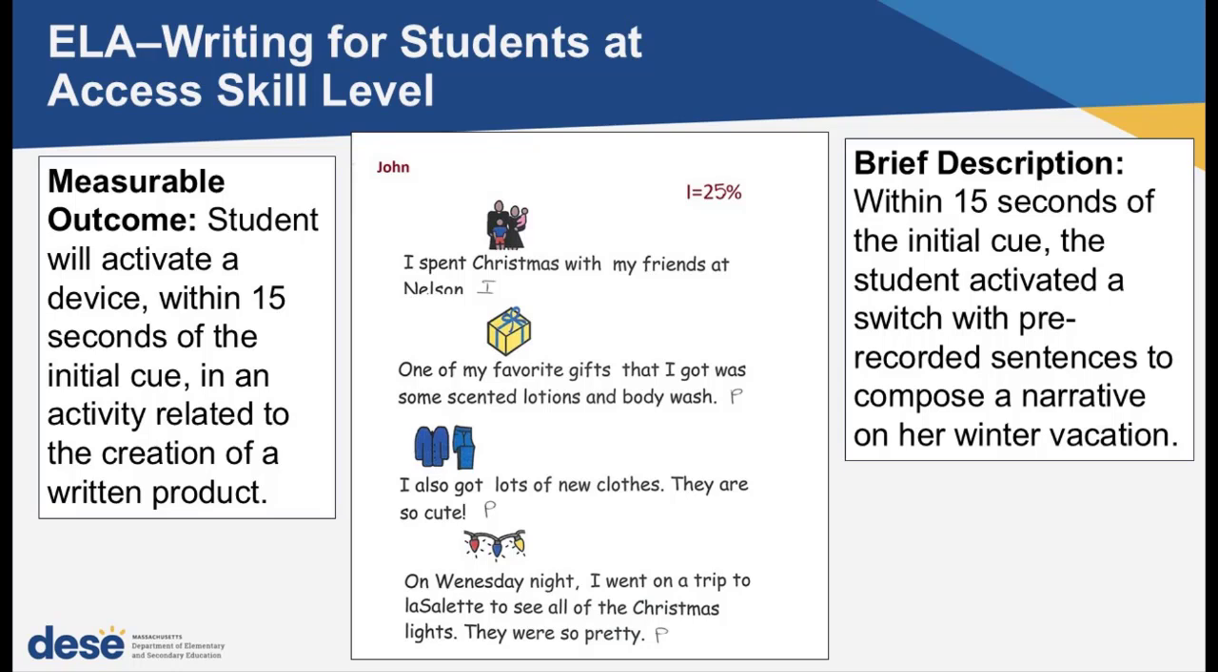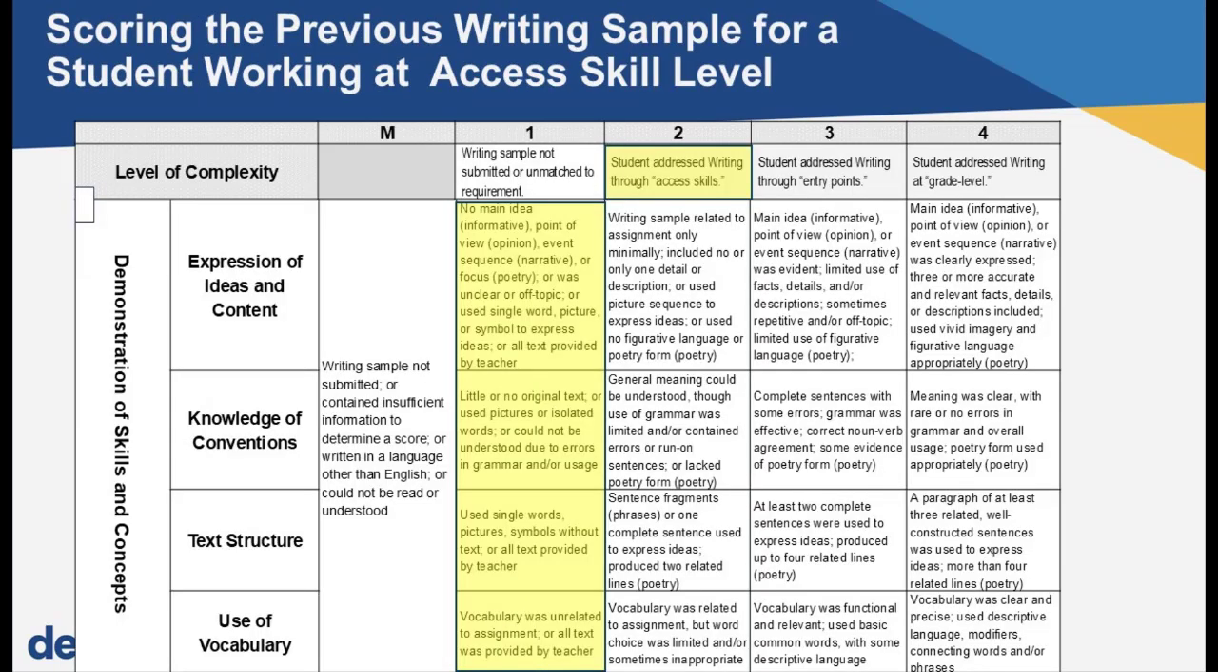In this case, if you are working with a student where you are providing the information and the student may be working on something like activating a switch, when you go into the program, and Kevin will show you this in a moment, as soon as you click on 2 for access skill, my student is addressing writing through access skills, it will automatically pre-populate the demonstration of skills and concepts as a 1 because you are providing the text in all areas. So it will automatically be a 1 in all those areas.